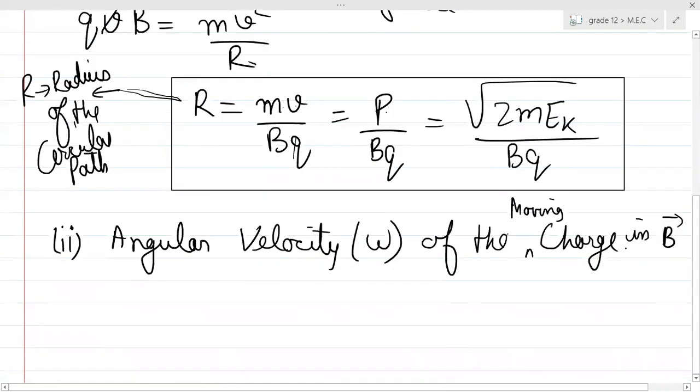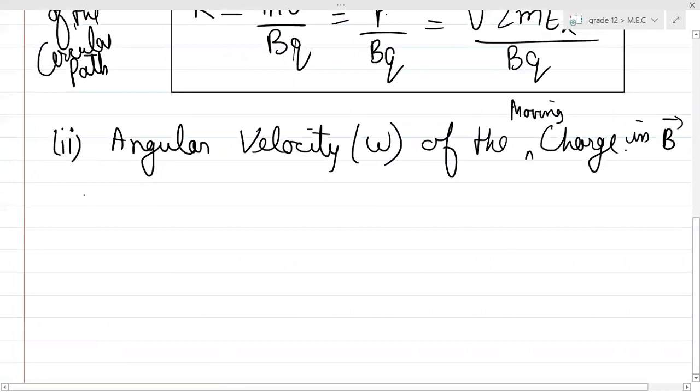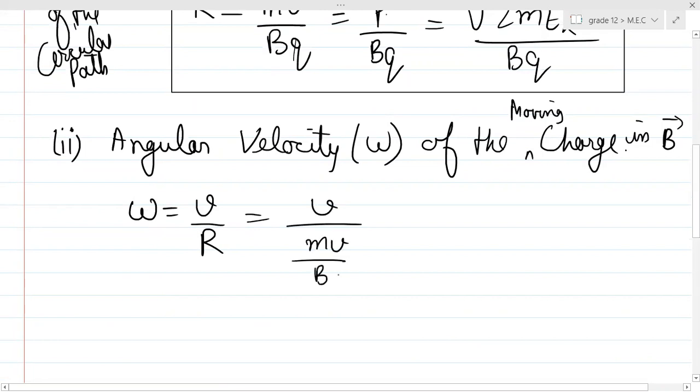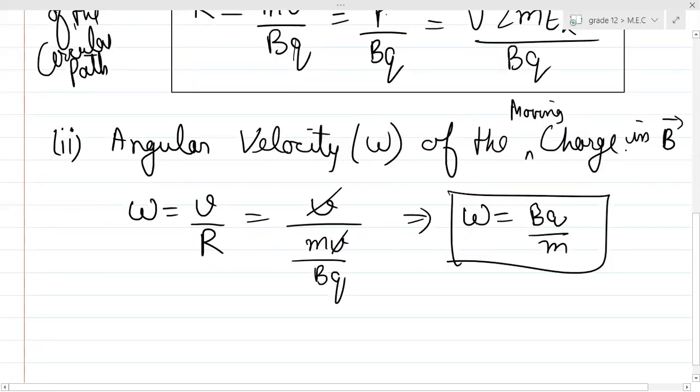Now we are calculating the angular velocity of the moving charge. How do you calculate the angular velocity since the particle is moving in a uniform circular motion? The speed will remain constant, so omega is v upon r. And what is r? r is basically mv upon qB. v and v will get cancelled out, this qB will go up, and from here omega will be equal to qB upon m.